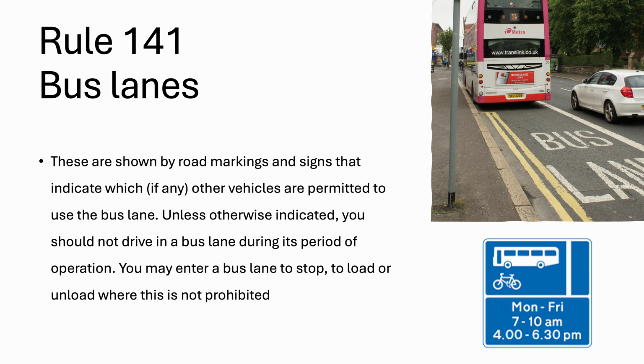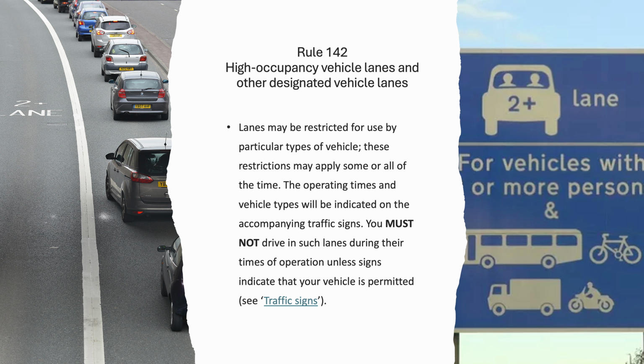Rule 142. High occupancy vehicle lanes and other designated vehicle lanes. Lanes may be restricted for use by particular types of vehicle. These restrictions may apply some or all of the time. The operating times and vehicle types will be indicated on the accompanying traffic signs. You must not drive in such lanes during their times of operation unless signs indicate that your vehicle is permitted.